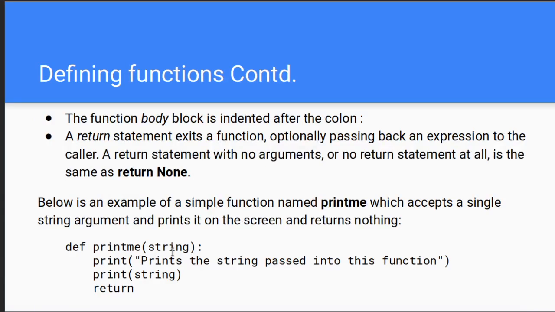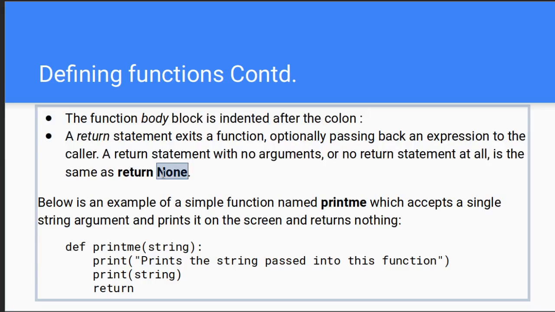Then the function body is indented after the colon, just like for suites and while loops. And then at the end you have a return statement. Or actually anywhere in the function you can have a return statement to exit the function. And if you don't have a return statement, it will automatically return None to the caller. None is a special Python type, a special object.